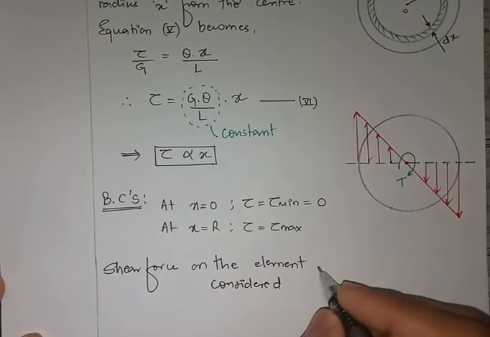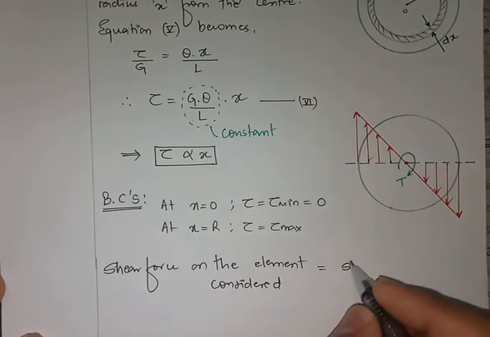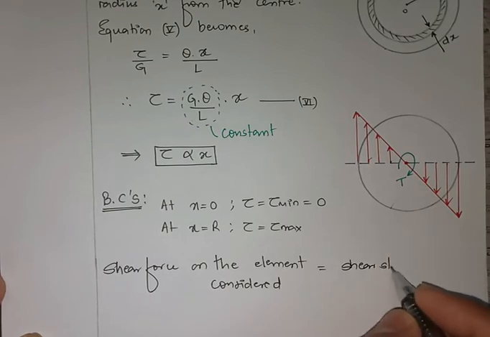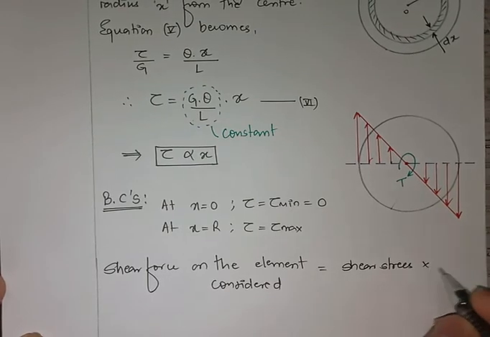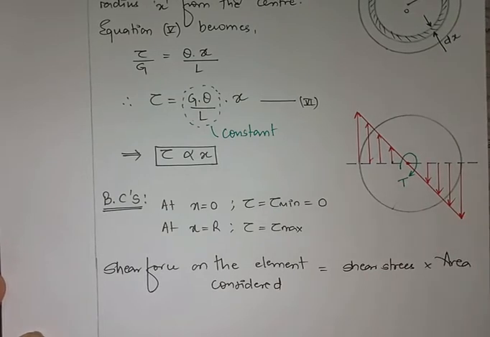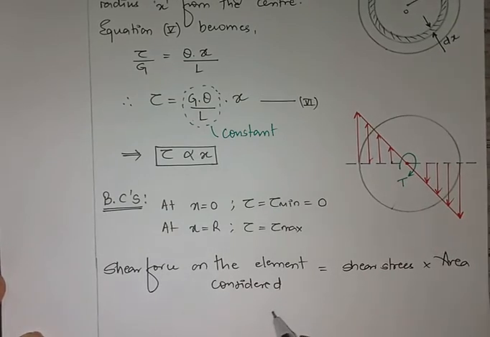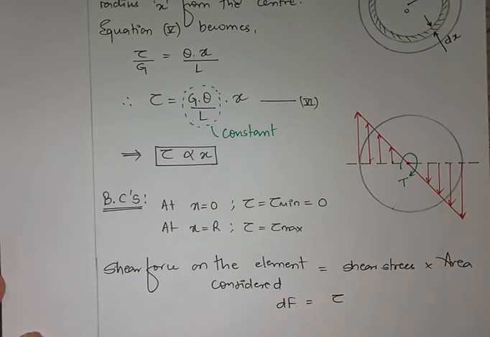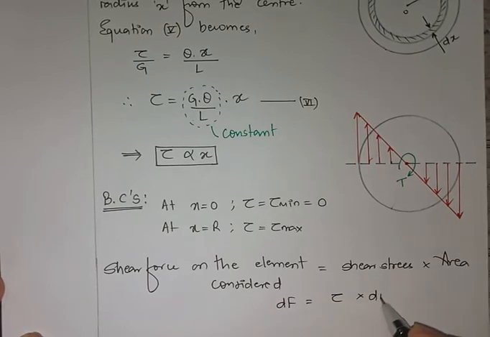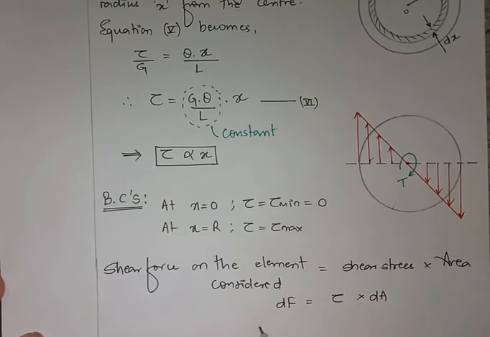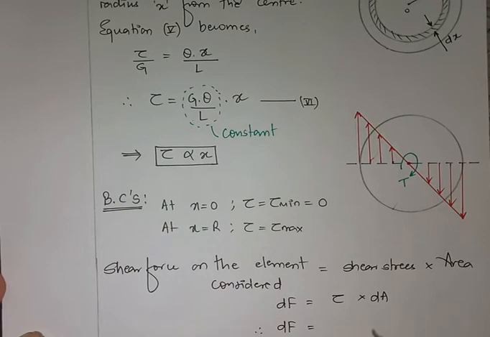So how is it written? It is written as shear stress into area. Because it is an element, I'll take the shear force as dF, which is equal to shear stress times area. Shear stress is tau, area is dA. Therefore dF is equal to tau dA.